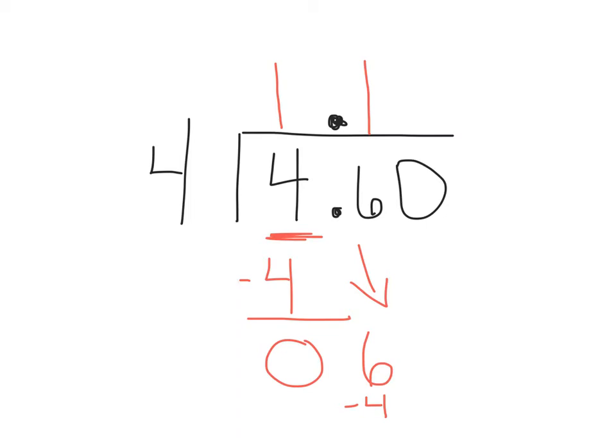I'm going to bring it up to the side. 6 take away 4 is 2, and then I have to bring down, and I'm left with 20. How many groups of 4 can I make out of 20? I have 5. And subtract. I'll do it better on the next screen.